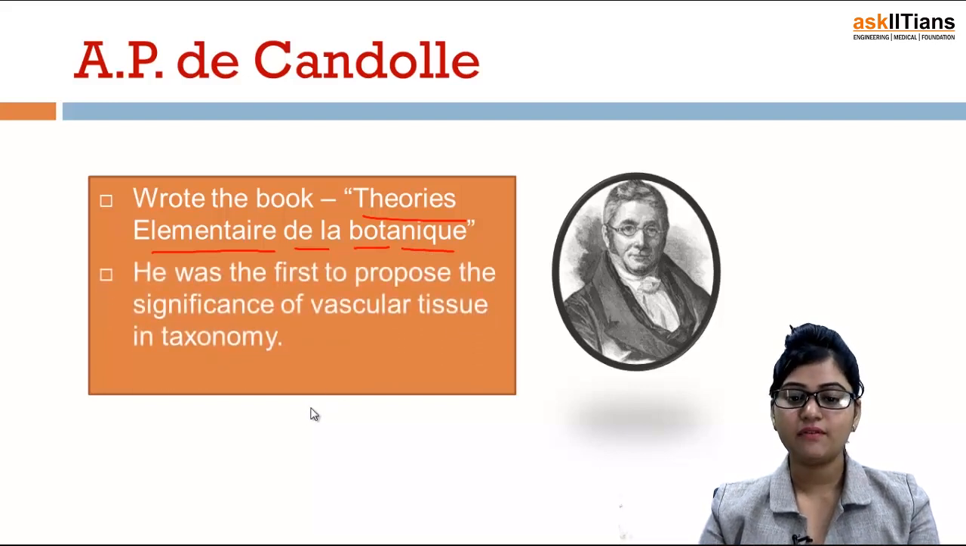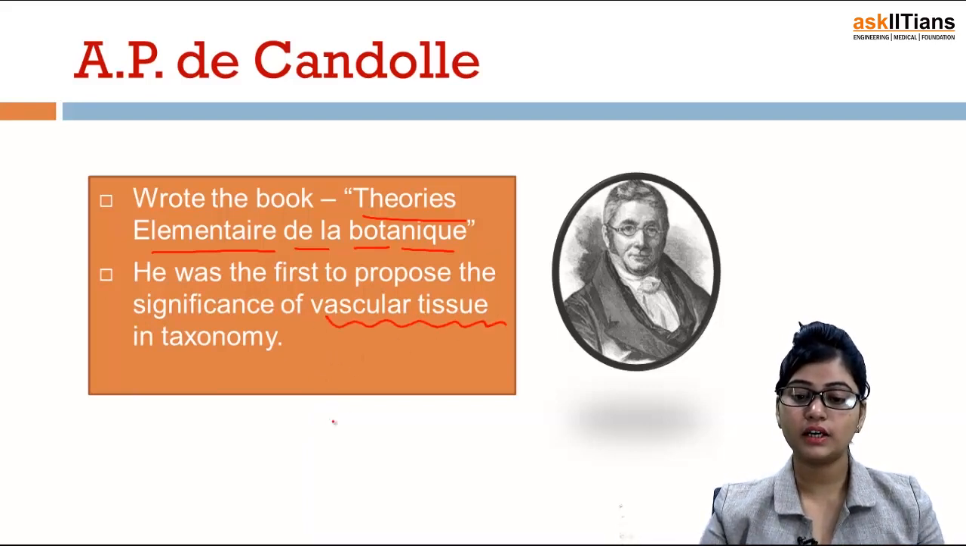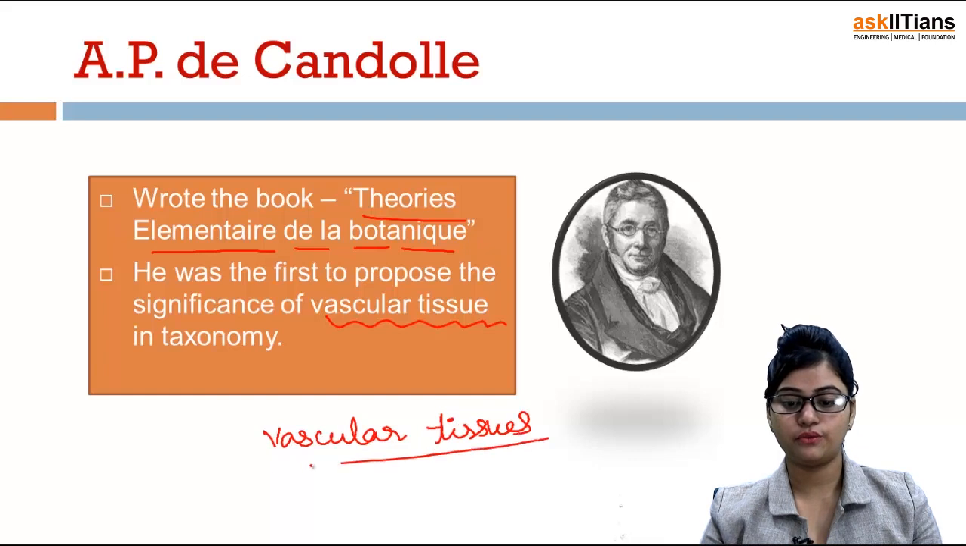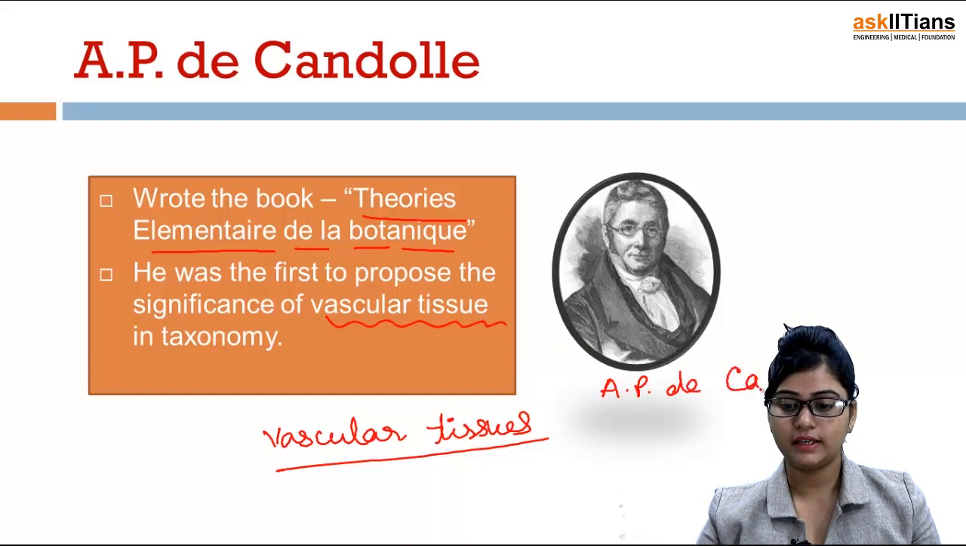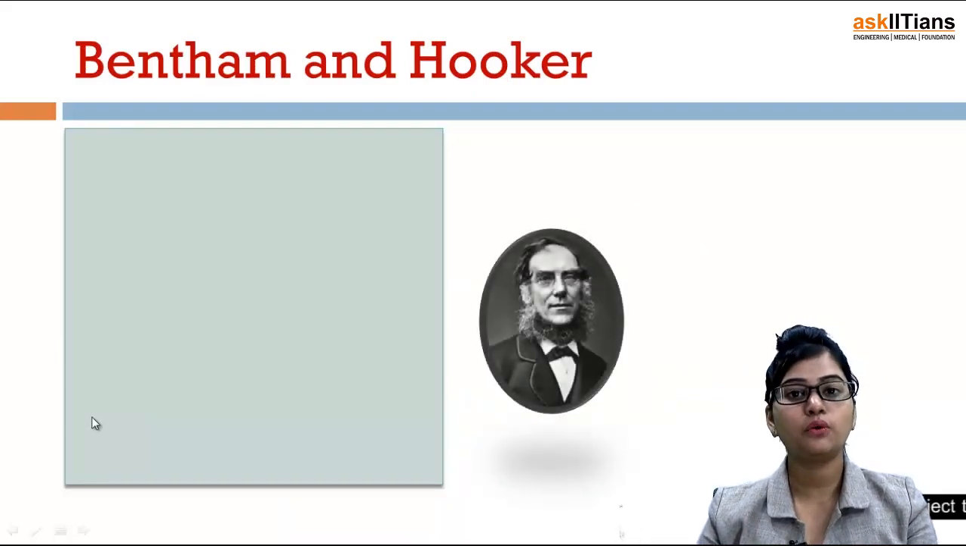He was the first scientist to propose the significance of vascular tissues in taxonomy. So vascular tissues were introduced, and their significance was given while naming the plants in this taxonomy, which was introduced by the scientist A.P.D. Candolle.